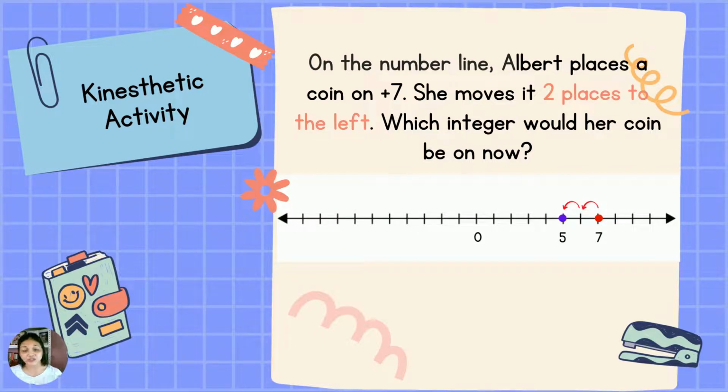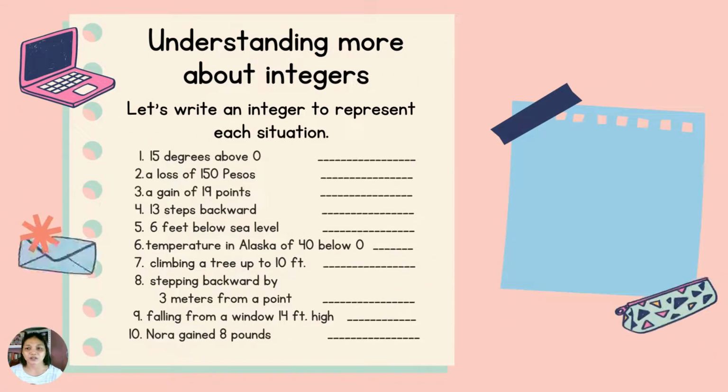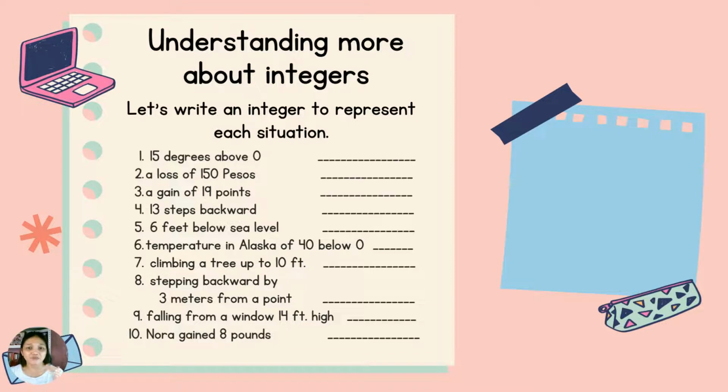understand more about integers using the terms. Ayan. Using the terms naman. So, I have here, for example, mga situations, yung mga terms na ginagamit, how to analyze or understand integers. If it is positive ba or negative ba? So, for example, number 1, we have 15 degrees above 0. So, when we say above 0, ayan, pwede yang positive kasi pataas.